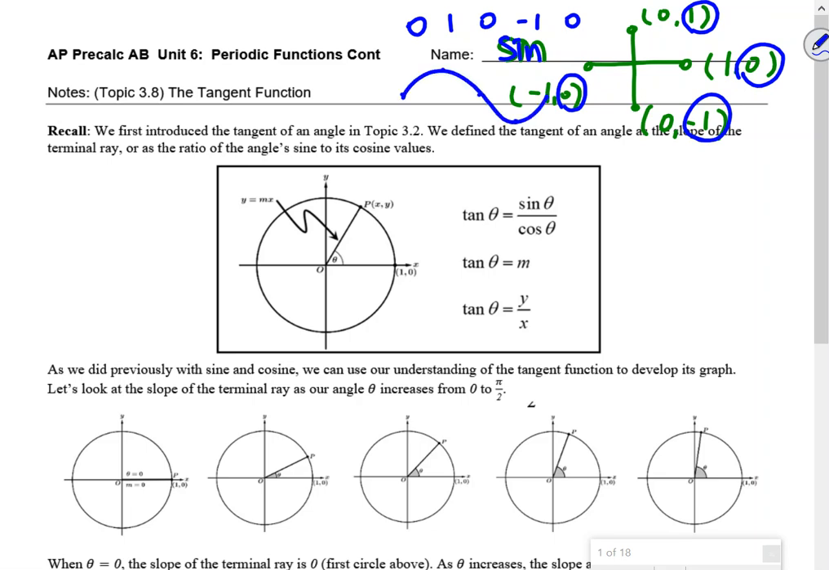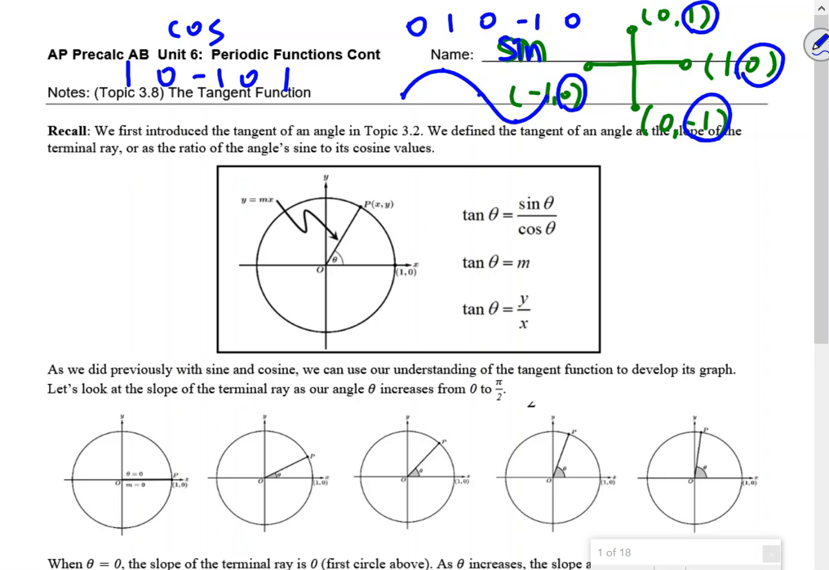And cosine, I could do the same thing. Cosine, when you just look into quadrantal angles, I'm getting 1, 0, negative 1, 0, 1 from 0, 90 degrees, 180, 270, 360, or 2 pi.